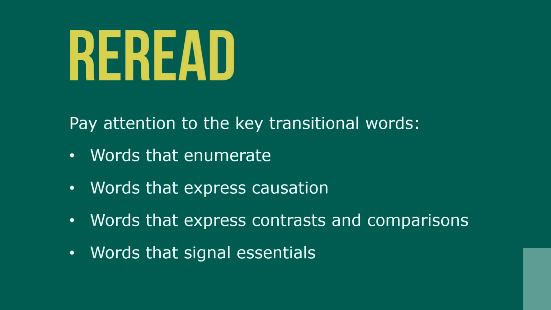Then reread the material. Read it a second or more times if necessary. Locate all of the main points and underline them. Pay attention to key transitional words, which often fall into predictable categories. Words that enumerate: first, second, third, initially, subsequently, finally, next, another. Words that express causation: accordingly, as a result, because, consequently, subsequently, therefore, and thus.